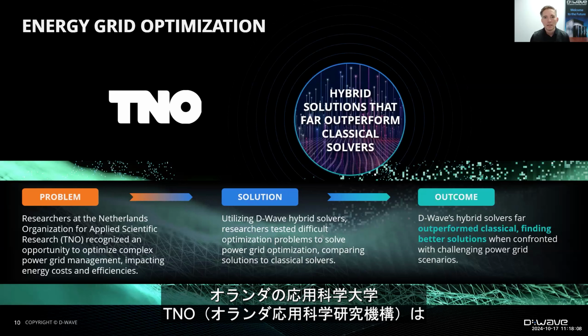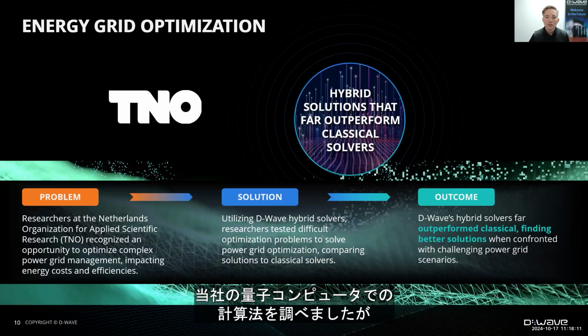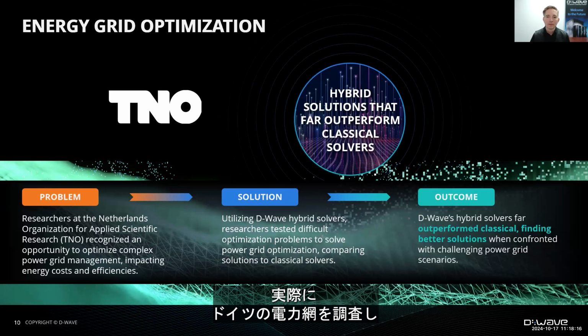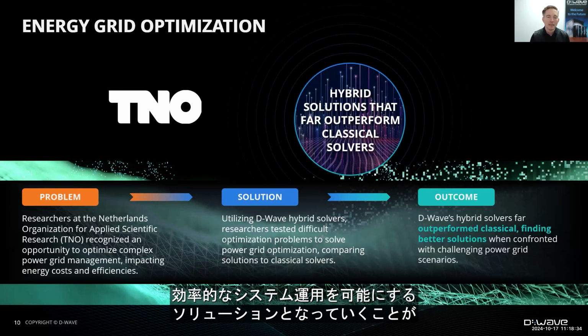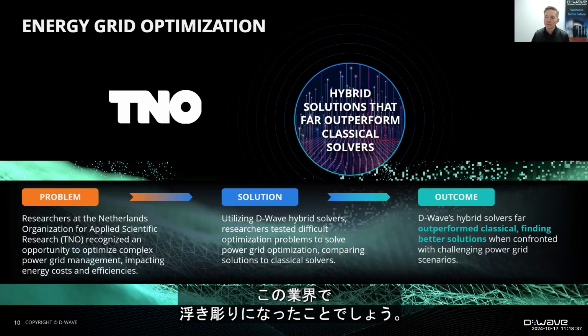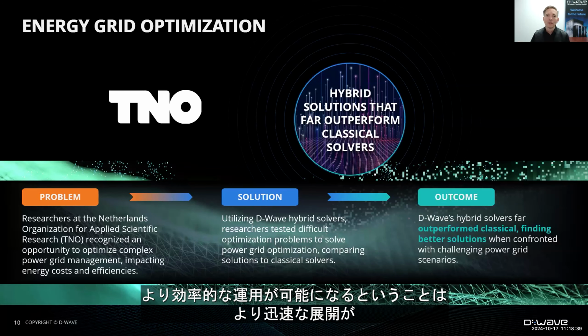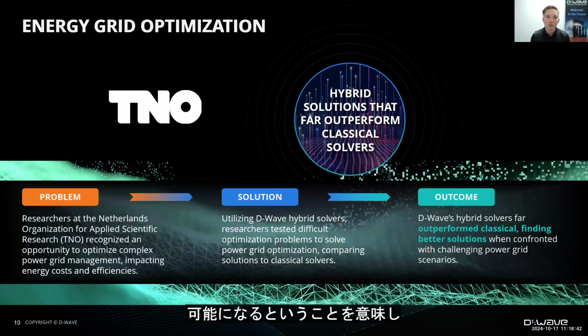And the Applied Science University in the Netherlands, TNO, looked at how to do those calculations on our quantum computers and actually found that they were able to study the electric energy grid in Germany and partition it more effectively using our quantum hybrid techniques than they could with classical solvers. So really highlighting, I think, for this industry, how quantum hybrid technology, incorporating quantum computers and classical computers and what they each do best, is actually going to be the solution that allows us to operate these systems more effectively. And if we can operate them more effectively, that means we can roll them out more quickly, which everyone wants to see.